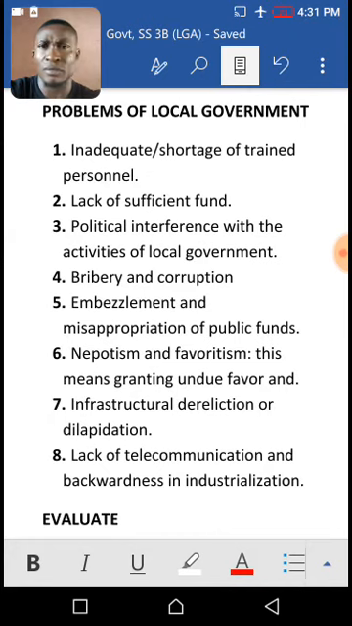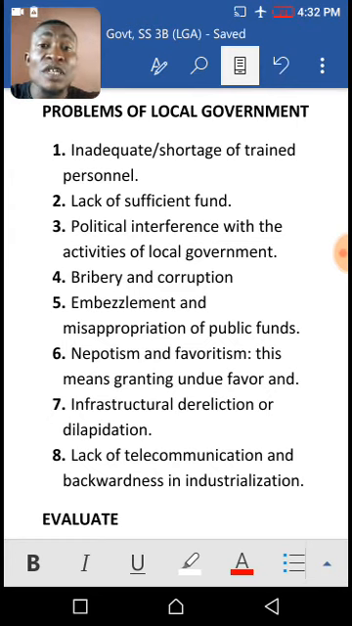Bribery and corruption is also a major problem, whereby people are involved in dishonest activities and so on. Embezzlement and misappropriation of public funds is also a problem. Embezzlement means a situation whereby a public office holder at the local government level will use public money to solve his private problem. That's what we mean by embezzlement, using public funds.